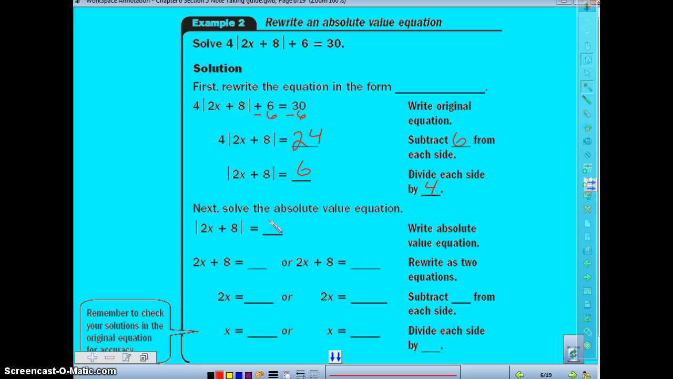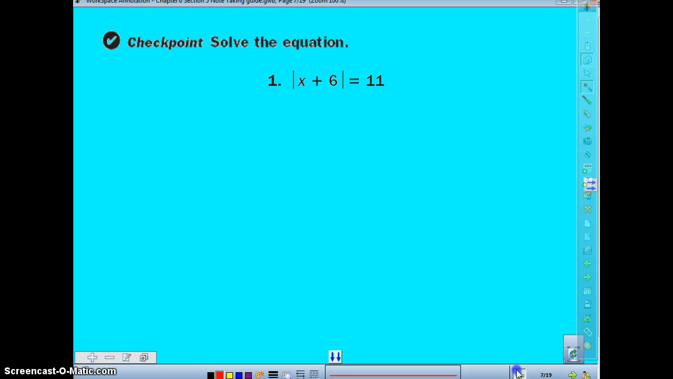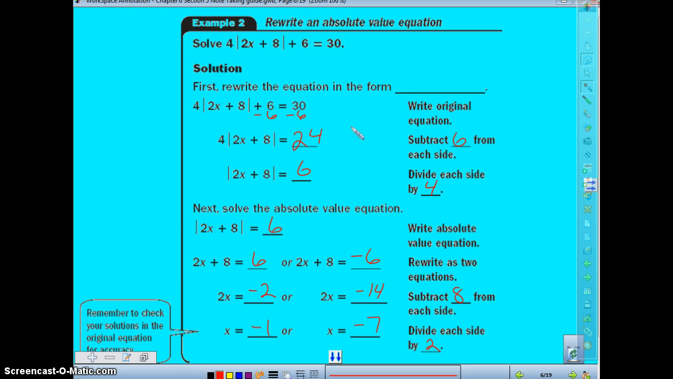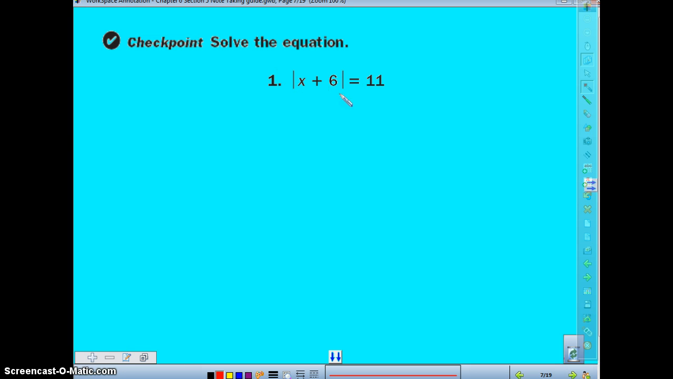So now that we have the absolute value of 2x plus 8 equals 6, we can split it up to a positive 6 and a negative 6. To start, we're going to subtract 8 from both sides. That's going to be negative 2, negative 14. And then we've got negative 1 or negative 7 because we divided each side by 2. So now, negative 1, negative 7. If we put them back in there and we check it, you're going to see that both of them work.